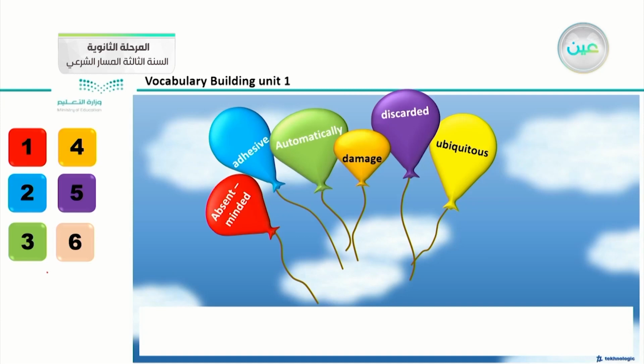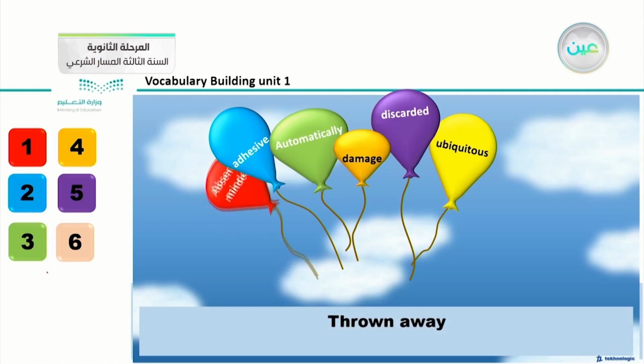So number 1, absent-minded. What do you think it is? Let's press number 1 and see, which means thrown away. So we can fly that balloon. Number 2, deceive, which means harm. So we can fill up balloon number 2.